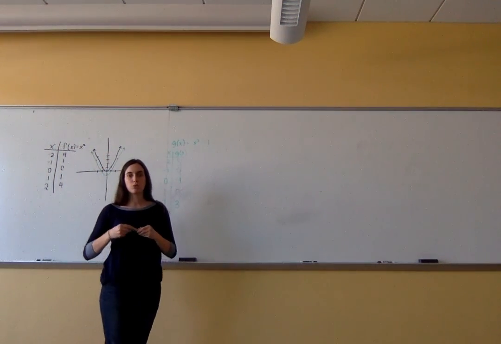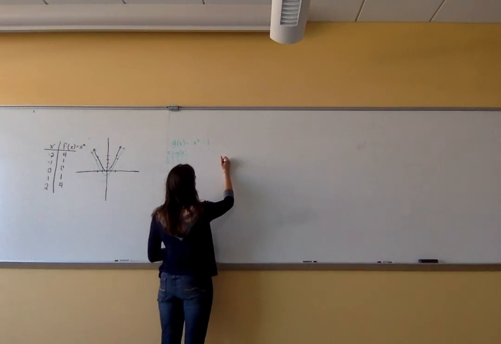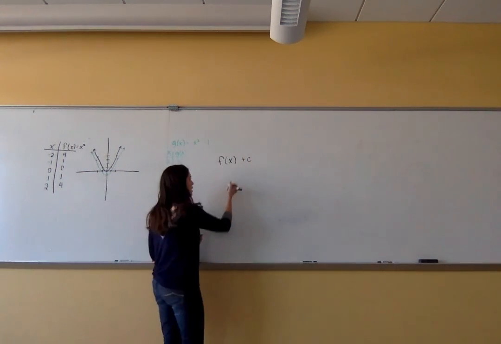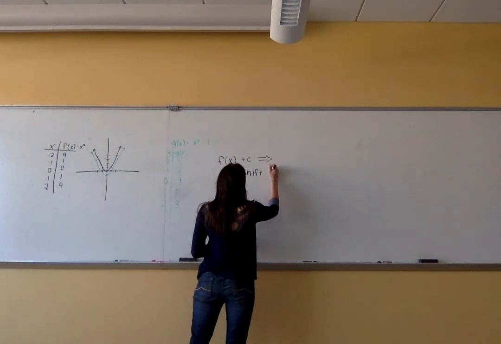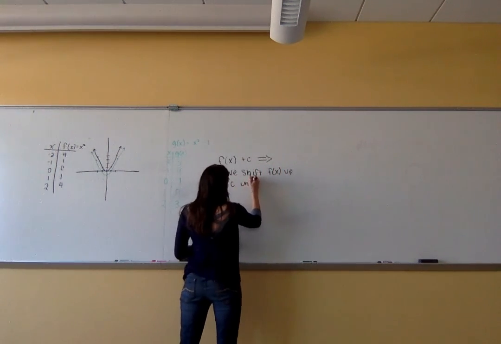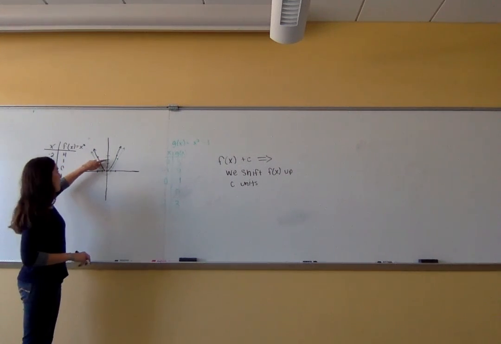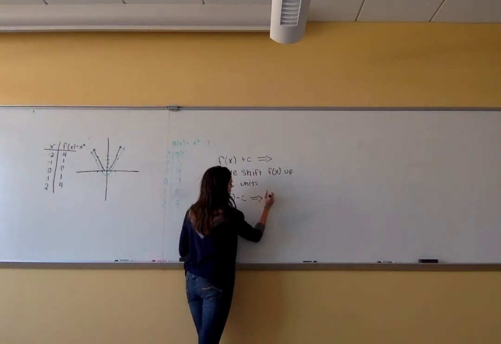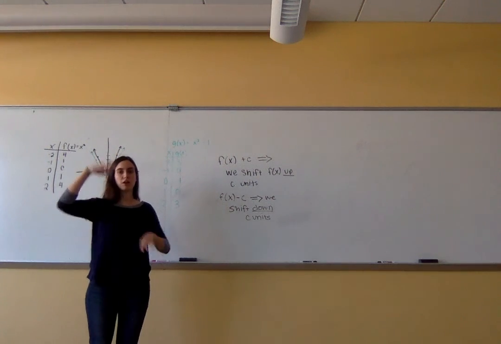So from this, we can get a general rule that if I have some function that I know, so I know what x squared looks like, so let's say f of x is some function that I know how to graph. And then I added some number to it, so we'll call that number c. That means that when I graph it, we just shift f of x up c units. So if this was x squared plus 3, we'd shift this graph up 3 units. And so instead of 0, 0, we'd have 0, 3. So in this case, we had f of x minus c, so then we shift down c units. So if it's a plus, we shift up, and if it's a minus, we shift down.